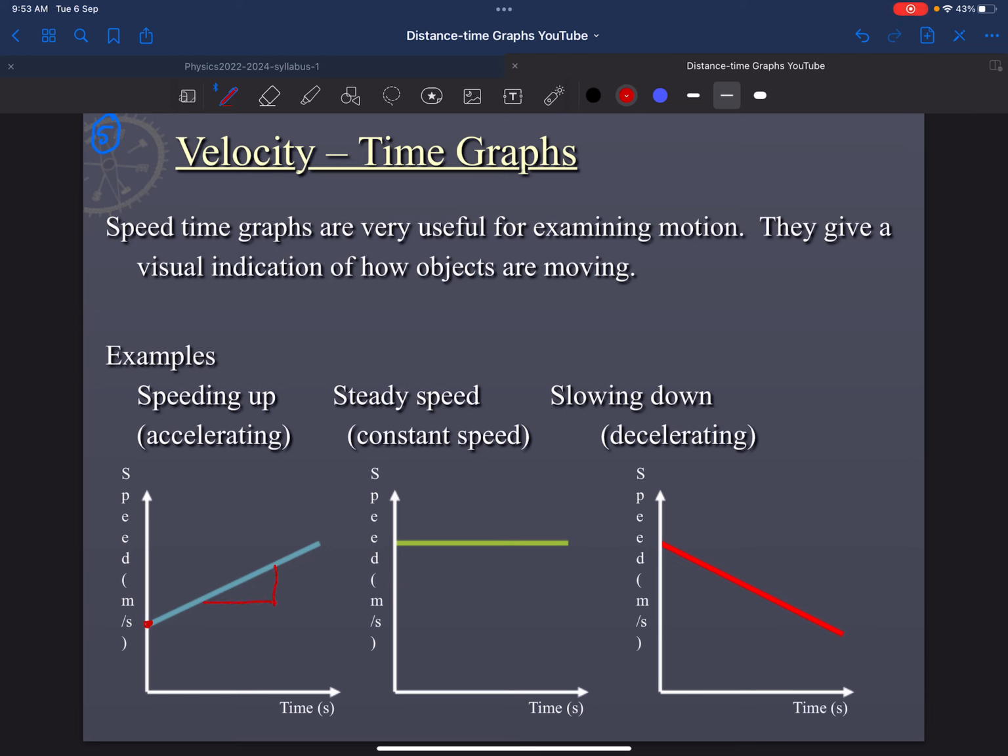The body is speeding, meaning the velocity is increasing with the passage of time, but the gradient is constant. Gradient is nothing but acceleration, so acceleration is constant in this case. When you come to the second graph, you will say that the velocity is constant, and constant velocity means that the body is moving with a steady speed.